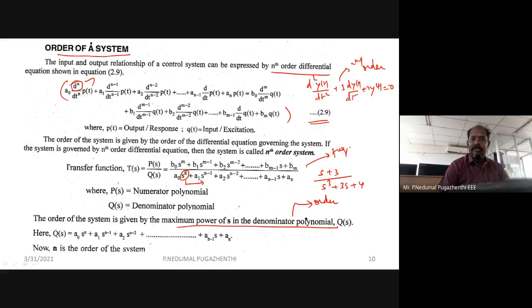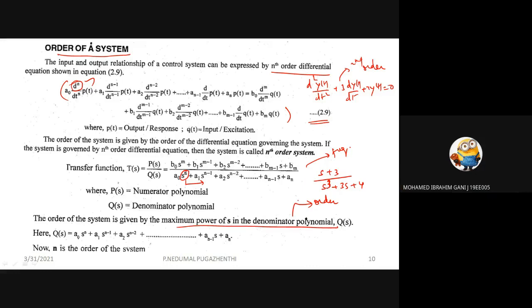What is the order of the system? Can anybody unmute and answer, please? Someone can unmute and answer. Just turn your mic on and speak. What is the order of s plus 3 divided by s cube plus 3s plus 4? What is the order of this transfer function? Third order, sir. Third order, exactly.